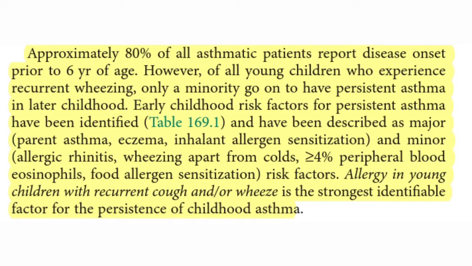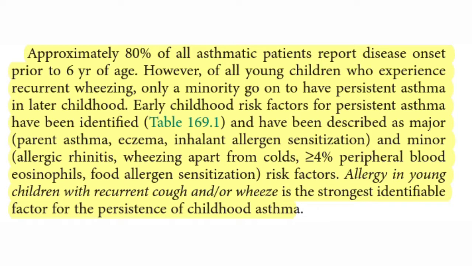So as per Nelson, approximately 80% of all asthmatic patients report disease onset prior to the 6th year of age. So 80% will have a disease onset prior to 6 years of age. However, of all young children who experience recurrent wheezing, only a minority will go on to have persistent asthma in later childhood. So a minority will go on to develop asthma. Early childhood risk factors for persistent asthma have been identified and described.